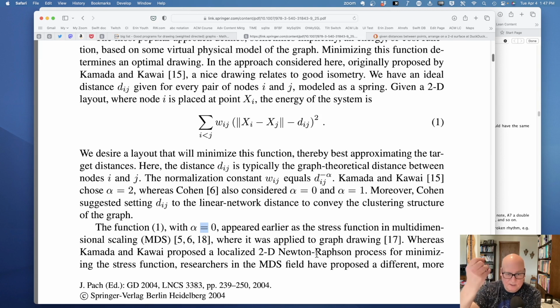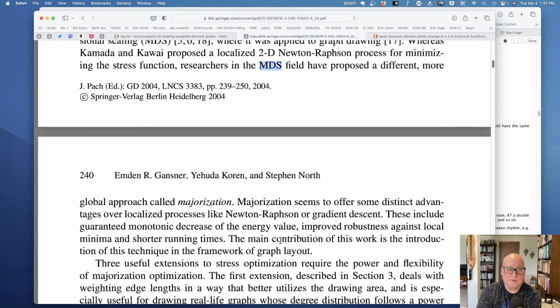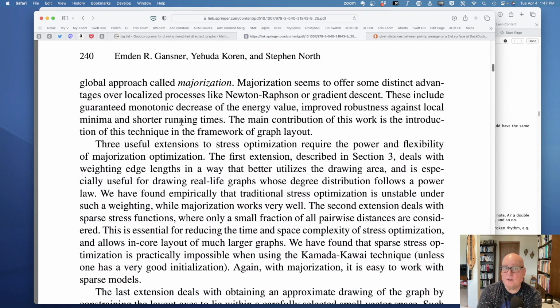So they've designed Newton-Raphson, which is like an iterative approximation. So if they try and minimize, it's local, so they try and minimize the point distances between a point and its neighbor or something like that. And the point of this paper is, we have a different way to adjust it globally. And the nice thing is guaranteed monotonic decrease of energy value. Okay.